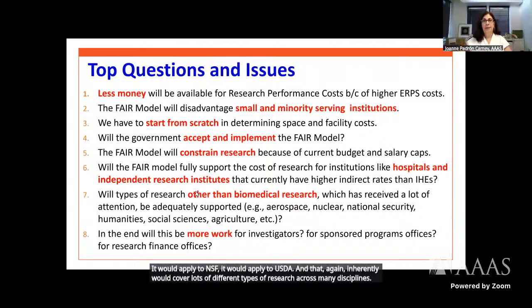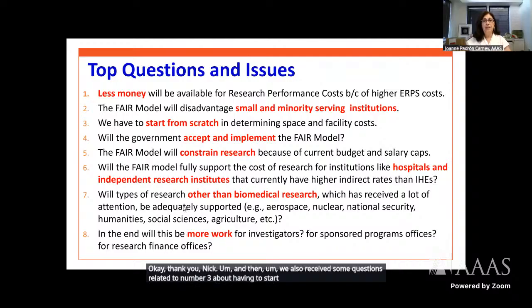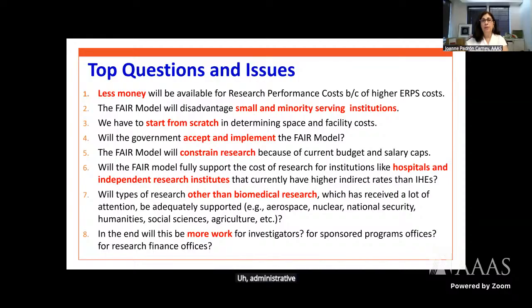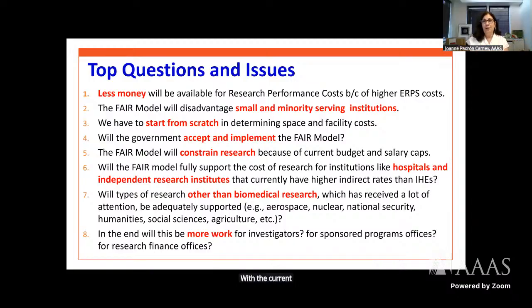Okay, thank you, Nick. And then we also received some questions related to number 3 about having to start from scratch in determining space and facility costs. And I think that there's some that express questions about having to calculate administrative burden, but also just transitioning into this new model, where you in many cases will have to be managing 2 models because you might have some grants with the current indirect costs, F&A costs, versus this new model. So if someone could address that.